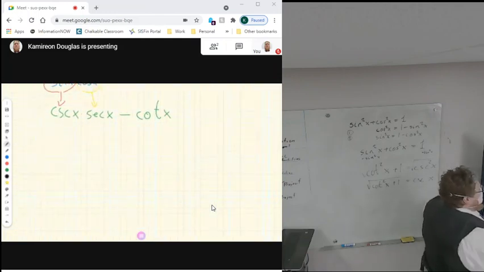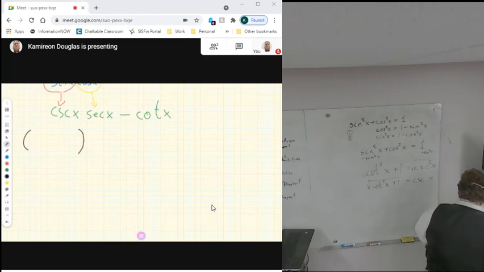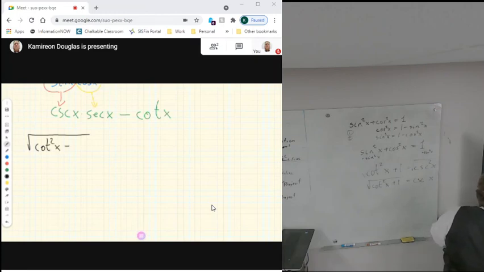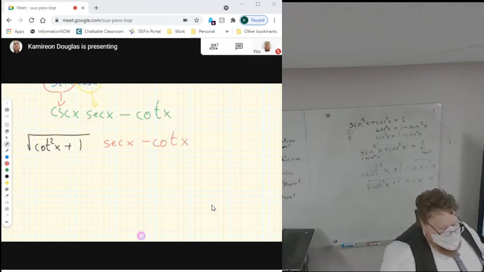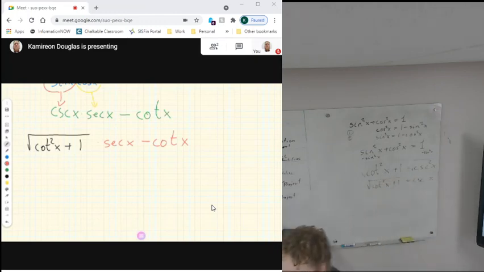Now, instead of cosecant, I replace all of cosecant with the square root of cotangent squared plus 1. I have not fixed the secant, so I'm going to leave that there. I have not done anything to the cotangent because it's already good to go. So 2 out of the 3 pieces are now in terms of cotangent. I'm looking real smooth. Only one problem.